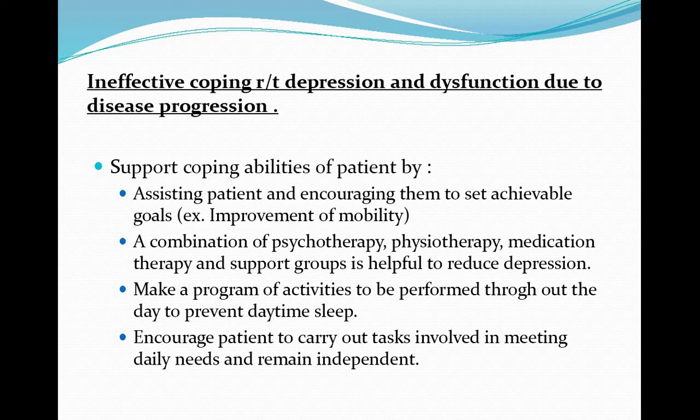Now Parkinson's disease is a progressive and degenerative disease, that is, the dysfunction continues with time. So what all can be done to cope with the disease? Support coping abilities of the patient by assisting the patient and encouraging them to set achievable goals. That is, we should always set goals which are achievable, so that once the goal is achieved, the person is encouraged to move a step forward towards his other goal, right?